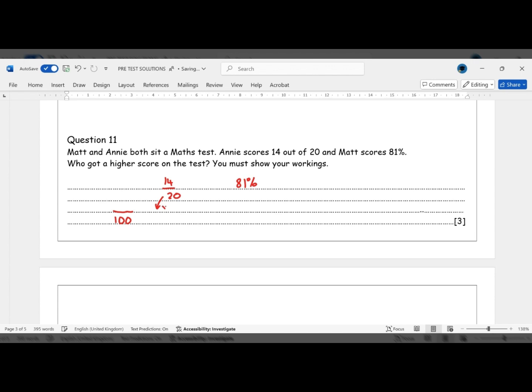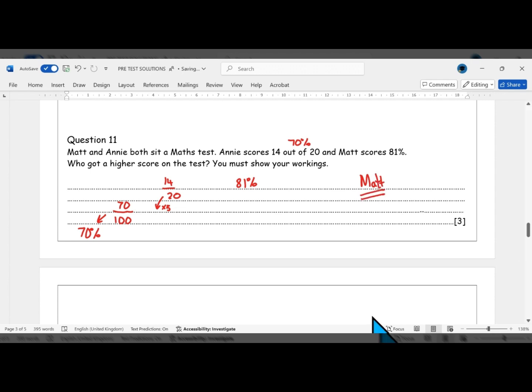So I need to times this fraction by 5. 5 times 14 is 70. So 70 out of 100 is the same as 70%. Okay, so Annie scored 70%, 14 out of 20, whereas Matt scored 81%. So who scored higher? Matt scored higher.